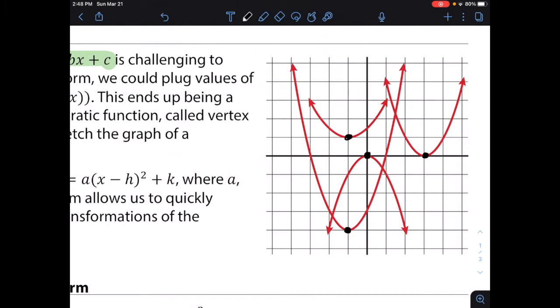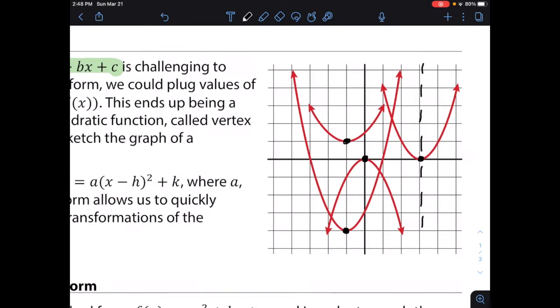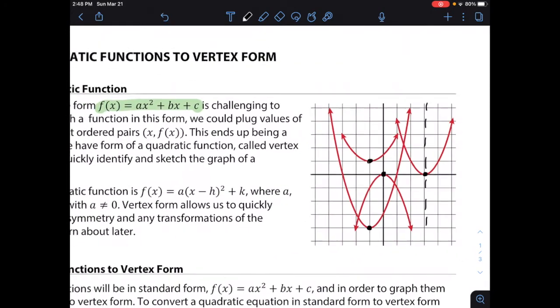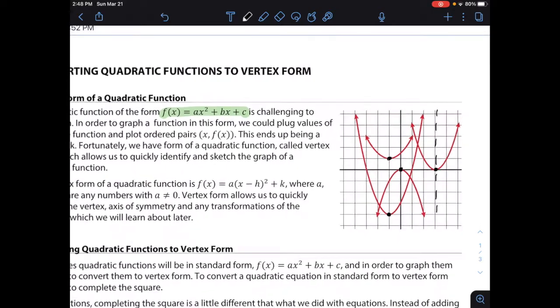And so the axis of symmetry is basically the line, and I'll just use a dashed line here, that our graph is symmetrical around. Okay, so basically it's like you're holding a mirror right down the center. And whatever you see on the left-hand side, you're going to see on the right-hand side, but it's going to be the reverse, right? Okay, so each one of these graphs has an axis of symmetry. And so vertex form allows us to quickly identify the vertex and the axis of symmetry.